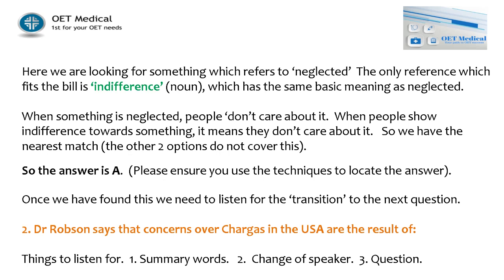So the next thing we're going to do is listen for the transition to the next question. So here, the interviewer will take over and she'll begin talking about another question. Dr. Robson says that concerns over Chagas in the USA are a result of. This is a completely different topic within the overall topic. Things to listen for. Summary words, words that tell you something is finishing. Change of speaker, of course, and a question. A question means we're going on to a different topic.